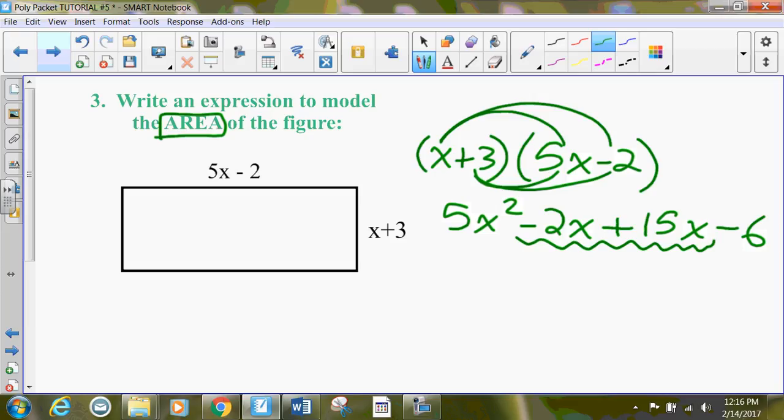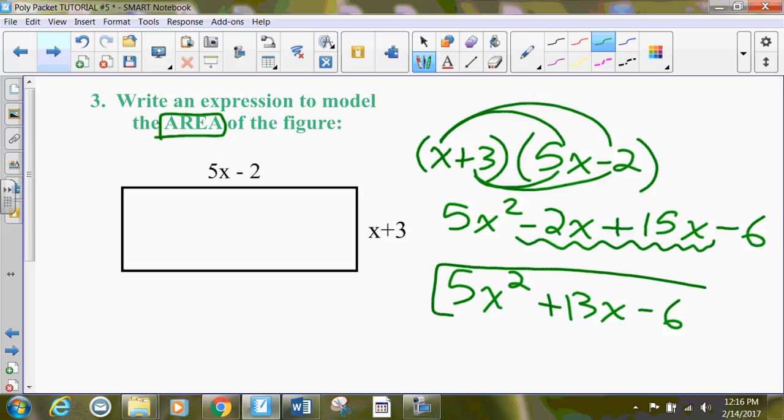We have like terms, so let's combine them. Negative 2x plus 15x, just put negative 2 plus 15 in your calculator, and you get positive 13x. Put it all together, and we're done.